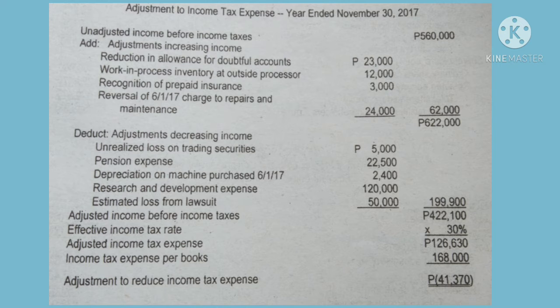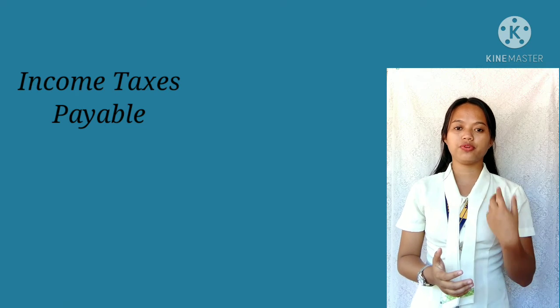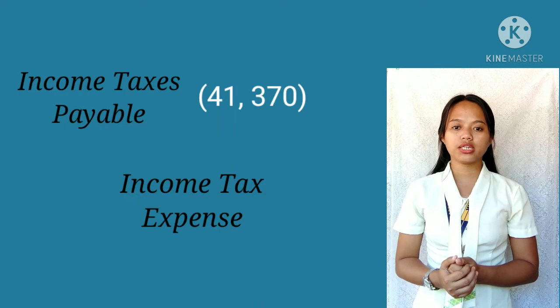422,100 pesos times 30% is equivalent to the adjusted income tax expense of 126,630 pesos. This will be deducted by the income tax expense per books of 168,000 pesos. So 126,630 pesos minus 168,000 is equivalent to the adjustment to reduce income tax expense of negative 41,370 pesos. After all the additions and deductions to the unadjusted income before income taxes, the necessary correcting entries for the last additional information is a debit of income taxes payable of 41,370 and a credit of income tax expense of 41,370.